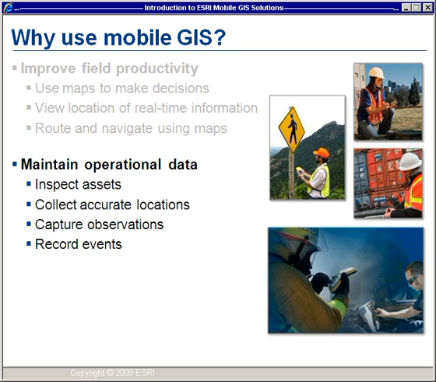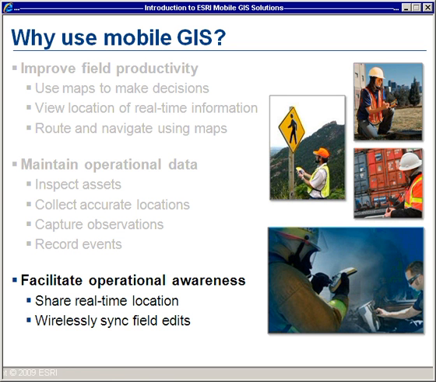It also enables us to maintain our operational data. You can use a mobile GIS to inspect attributes or descriptive information about assets in the field. You can collect accurate spatial locations about new objects, or perhaps you can use it to capture and record information about different types of observations or events that have occurred.